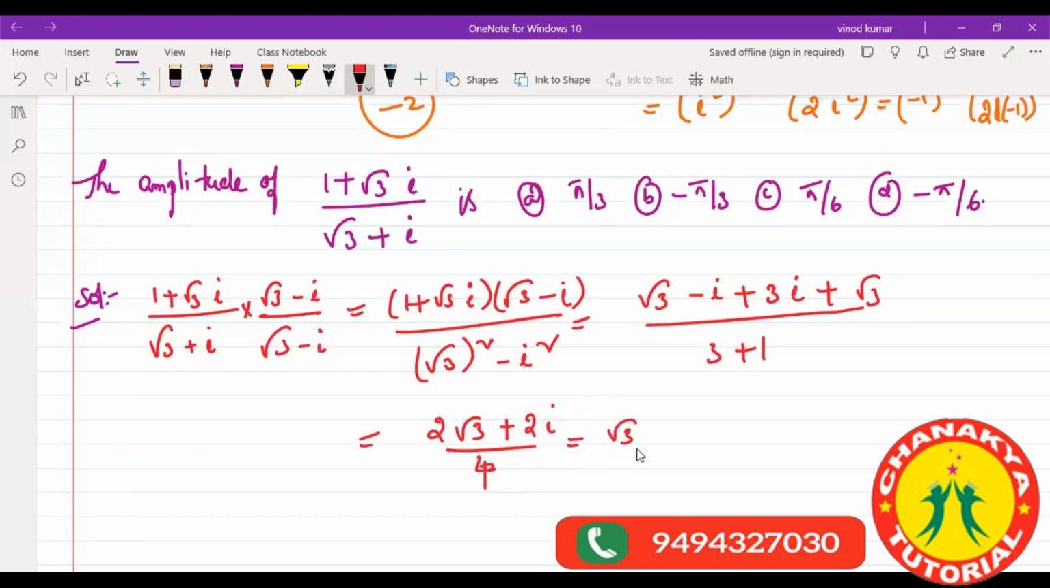So root 3 by 2 plus 1 by 2 into i. Cos 30 degrees is root 3 by 2, so cos pi by 6 plus i into sin 30 degrees, also 1 by 2, sin pi by 6. So here amplitude value theta we got is pi by 6. Cos 30 is root 3 by 2, sin 30 is 1 by 2. So that answer is C. I hope you understand.